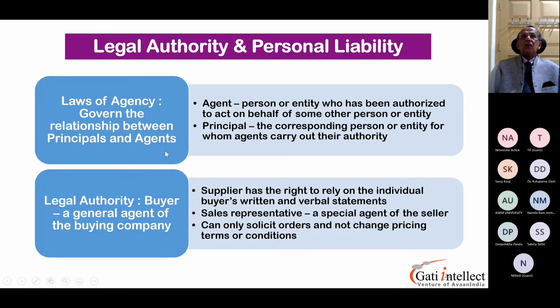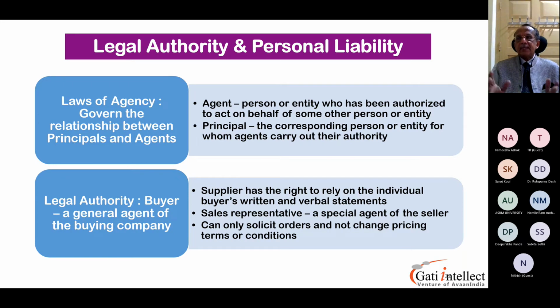Right, so now let's look at two things, legal authority and personal liability. Okay, first is the legal authority. Law of agency. What is that? It governs the relationship between principals and agents. Okay, who is an agent? A person or entity who has been authorized to act on behalf of some other person or entity.